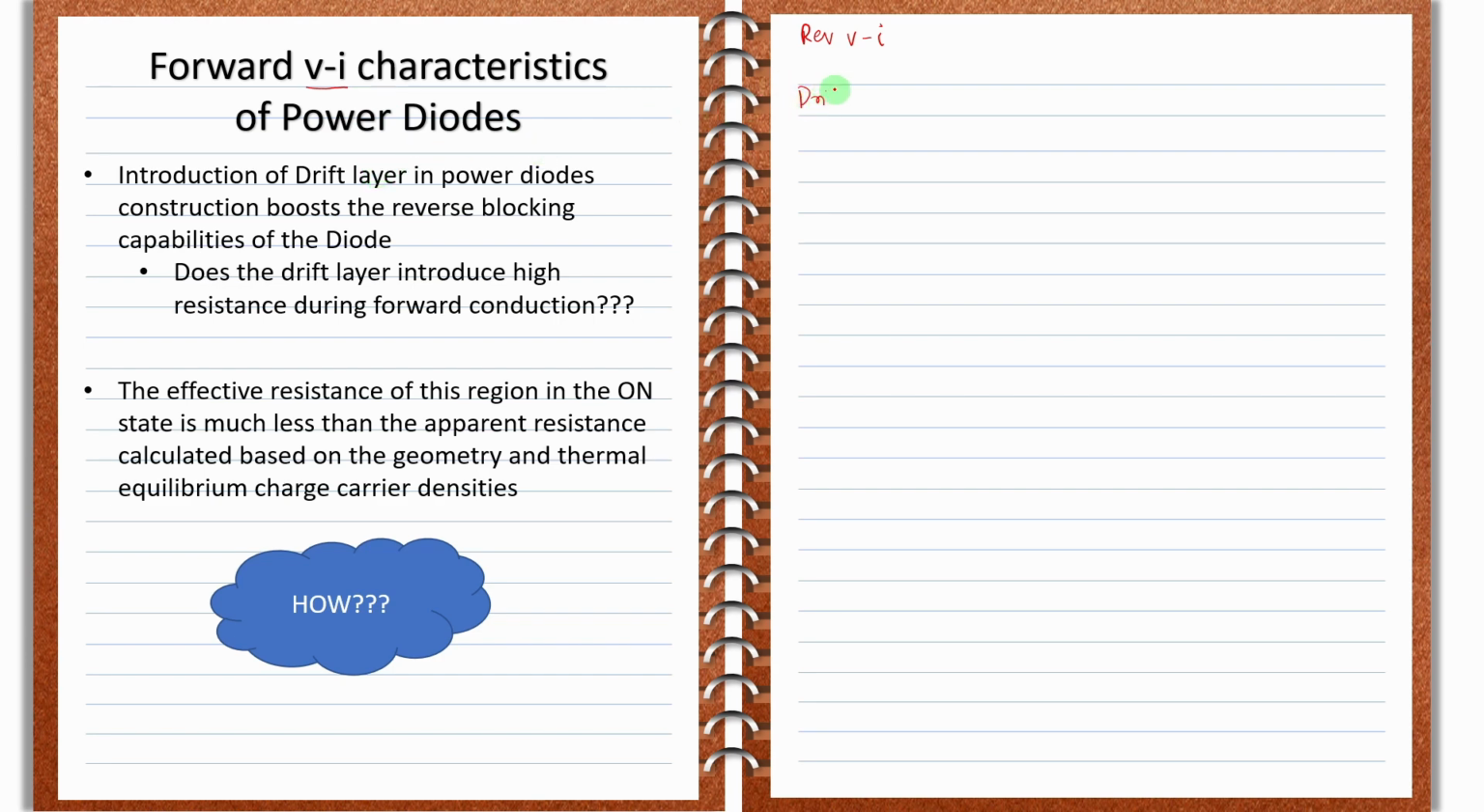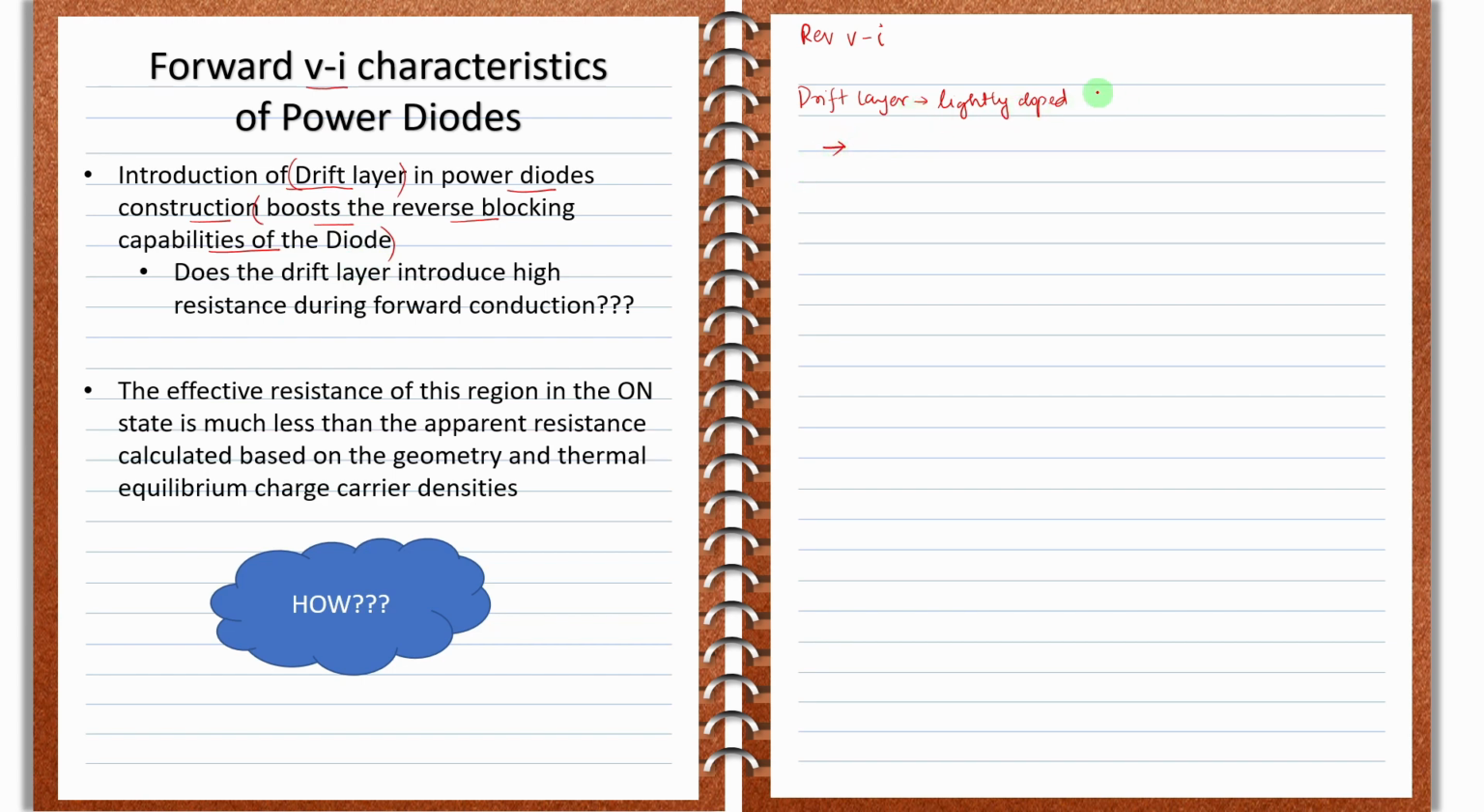You know that the drift layer was a lightly doped layer. And why it was introduced, I have written here. The introduction of the drift layer in power diodes construction boosts the reverse blocking capabilities of the diode. That means the drift layer was introduced to boost the reverse blocking capabilities of the diode. So naturally there will be a question. To understand that question, we have to see some basic idea.